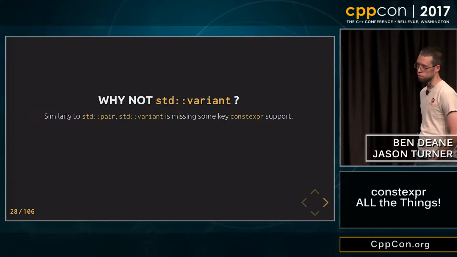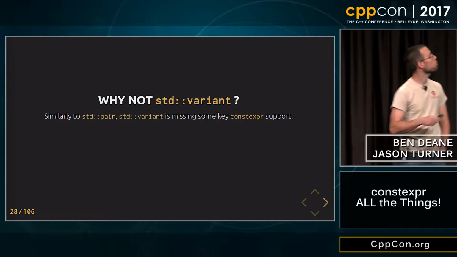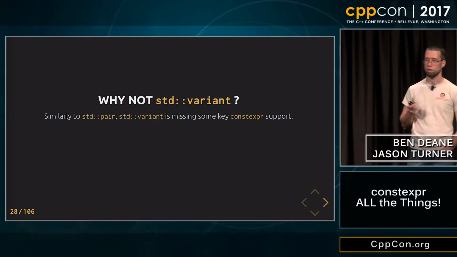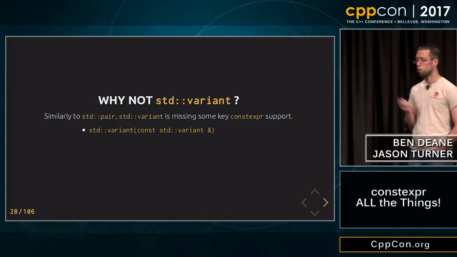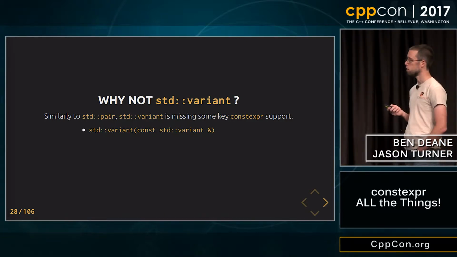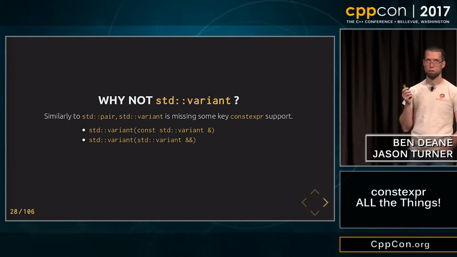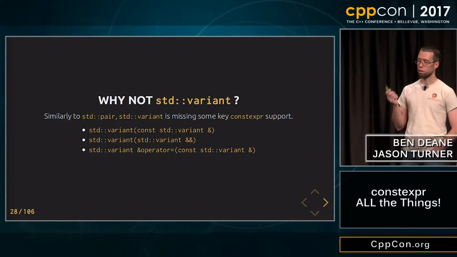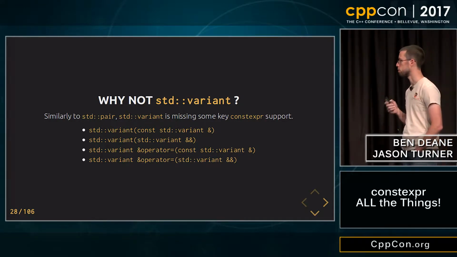So, yeah, we looked at that, sorry. Why not variant? We touched on this already. Similar to pair, it's missing a couple of key things that are kind of critical. We don't have a constexpr copy constructor for variant, a move constructor, or copy assignment or move assignment operators for variant.